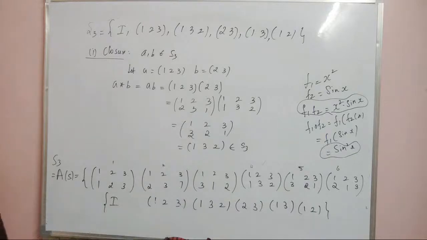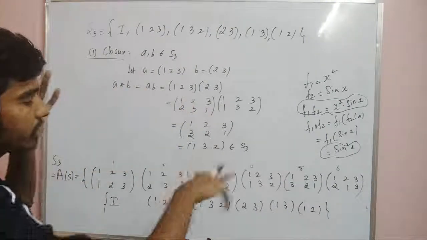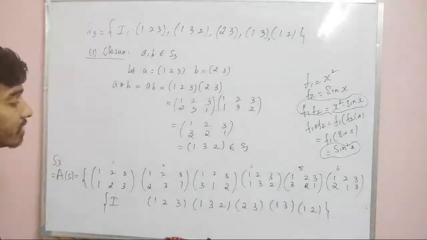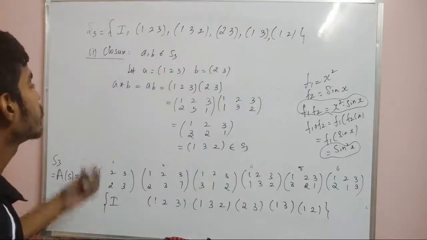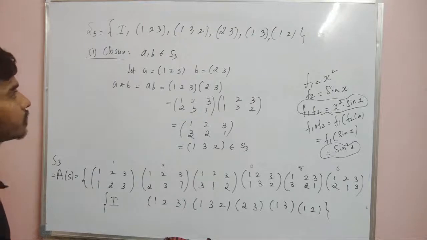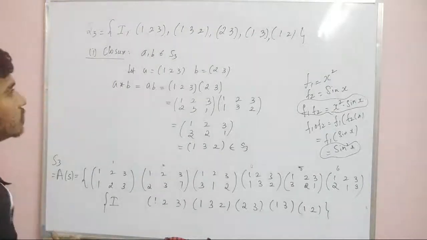And again associative, right? You can just take any 3 permutations. In a similar way, you find A star B star C and A star B star C, you just change the brackets, you will get the same permutation again. And what is the ID element? I is the ID element. So we can also form a composition table for this.